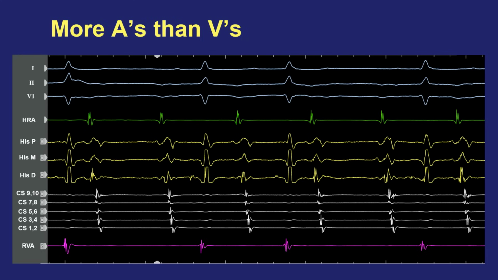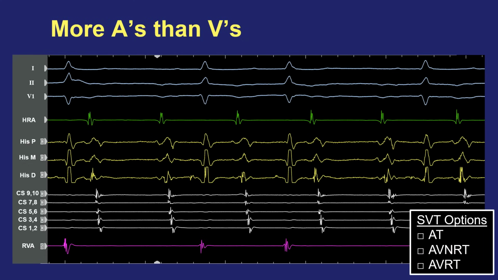We've reviewed this before, but here's yet another example. Here's a tachycardia that has more atrial events than ventricular events, and you can see there's a missing V near the beginning and near the end of this tracing. And as we've discussed before, I don't mean to belabor it, that absolutely rules out AV-RT.